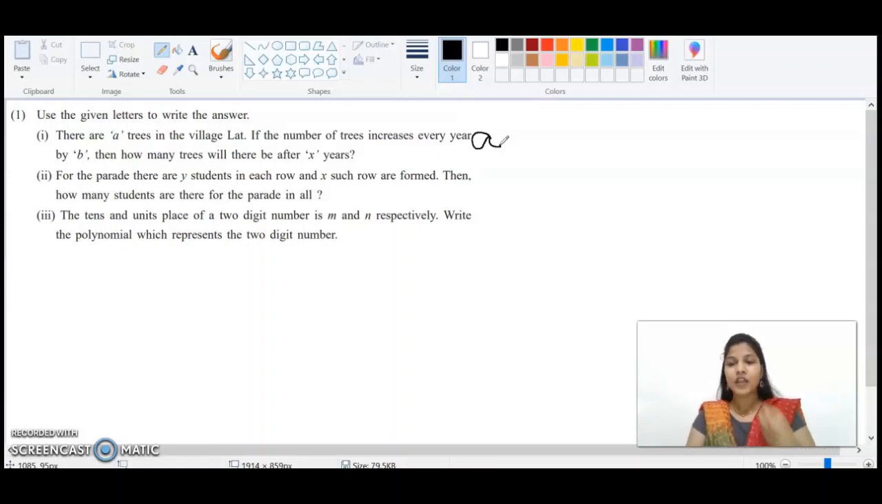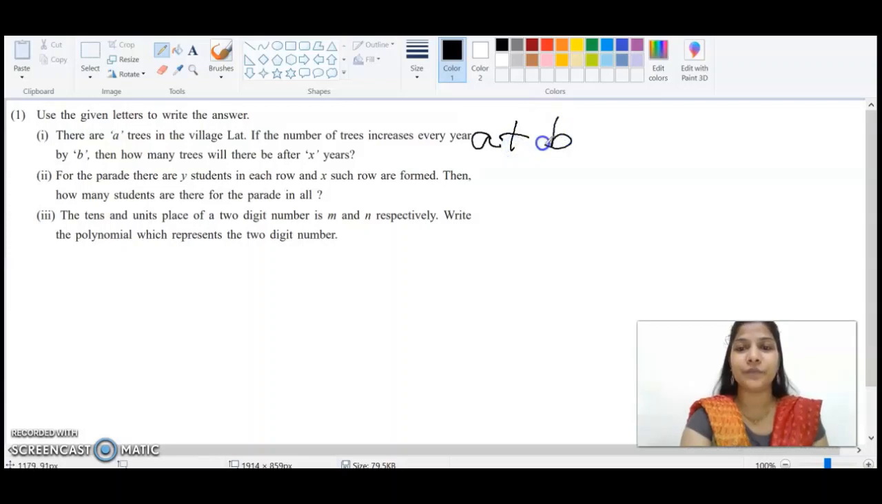For example, if you have 2 pens and the number of pens increases by 2, how many pens do you have now? You have 4 pens. You added the 2 to the previous 2 that you had, right? Similarly, there are A trees and we'll be adding B trees to it. So here I'll write plus B. Every year. Then how many trees will be there after X years?